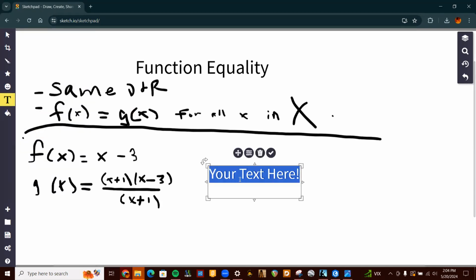So let's say why. Here's how we can say why. Note that f of -1 equals -4. We're saying that if we plug in -1 for x right here, we would get -4, right? So that makes sense, right?